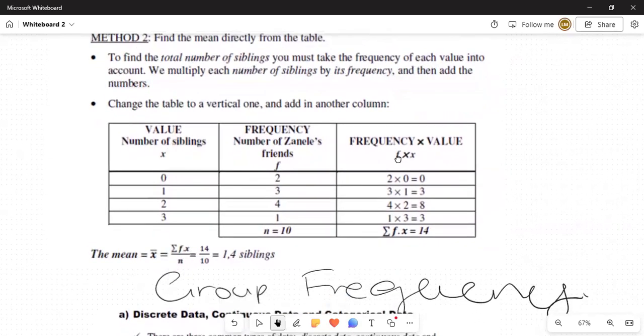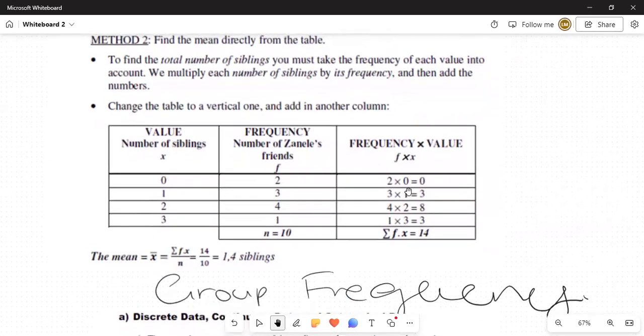Another way you can do it is using the table here. You're just multiplying the frequency with the x value, adding these up, and then dividing by 10.